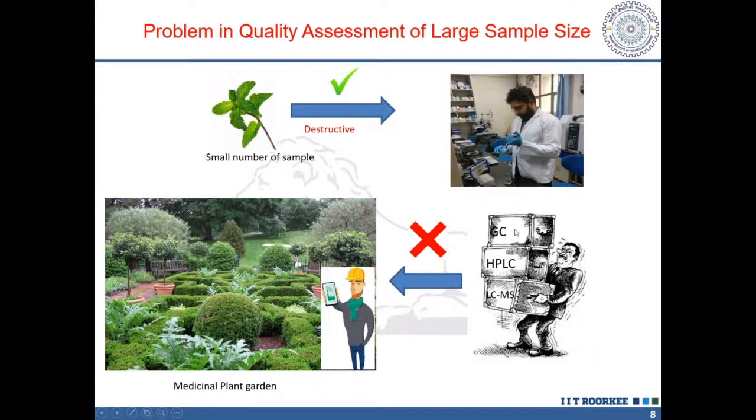That means instead of carrying all this GC, HPLC or sophisticated instrument, a simple layman, a farmer, will go with an Android phone into the plant, just click on top of the plant, and it will tell, oh, this amount of metabolite is there. So with this hypothesis, we started our research 4 years back. Now I will present where we are now.